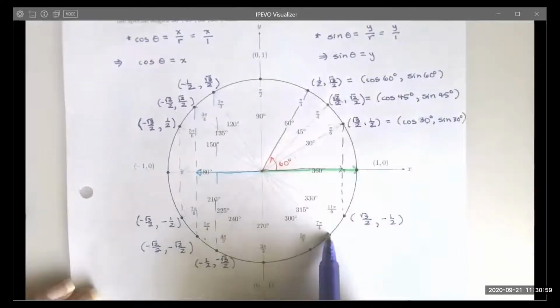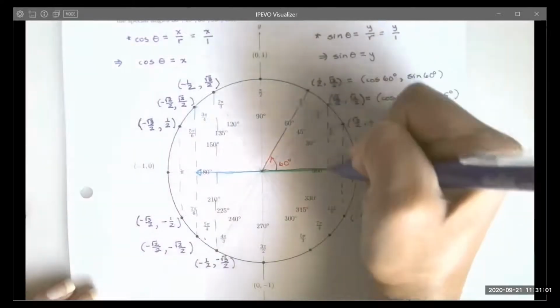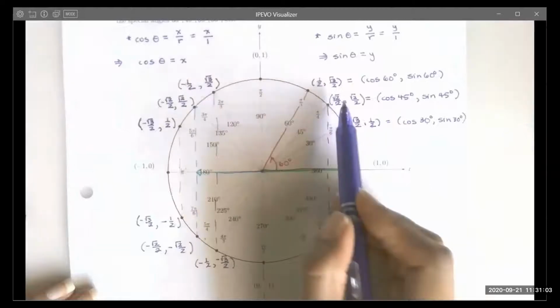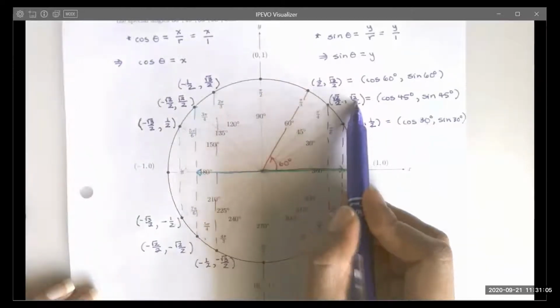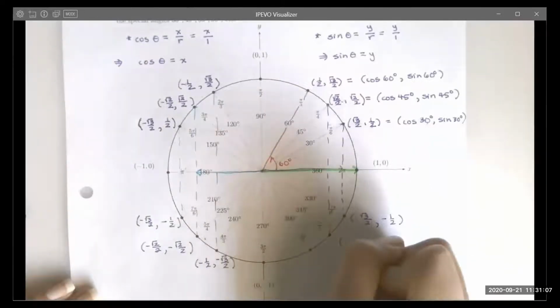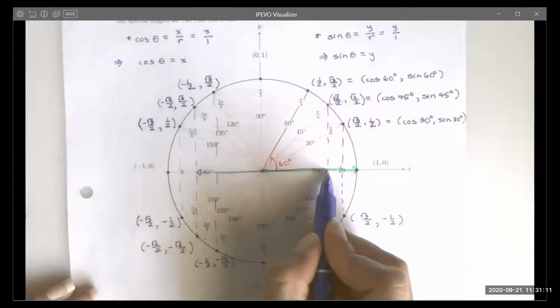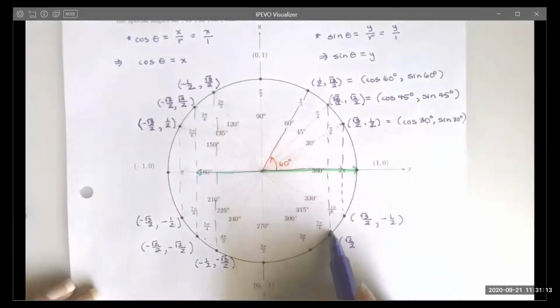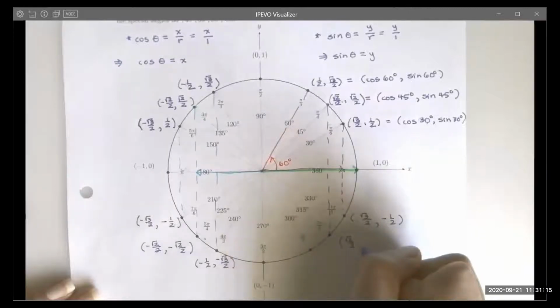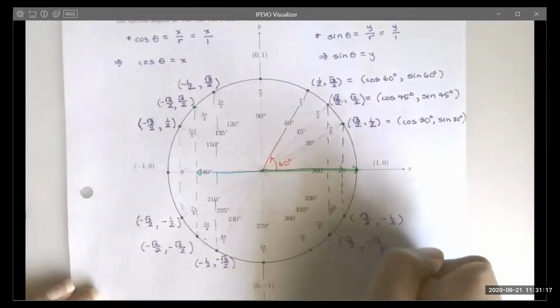For 315, the point that reflects down would be this square root of 2 over 2 comma square root of 2 over 2. So same x coordinate, because we're traveling the same amount in the x direction, but then it's going to have a negative y coordinate. So negative radical 2 over 2.